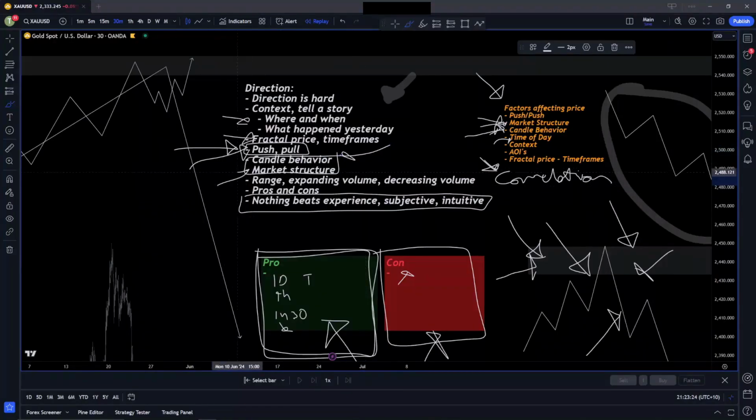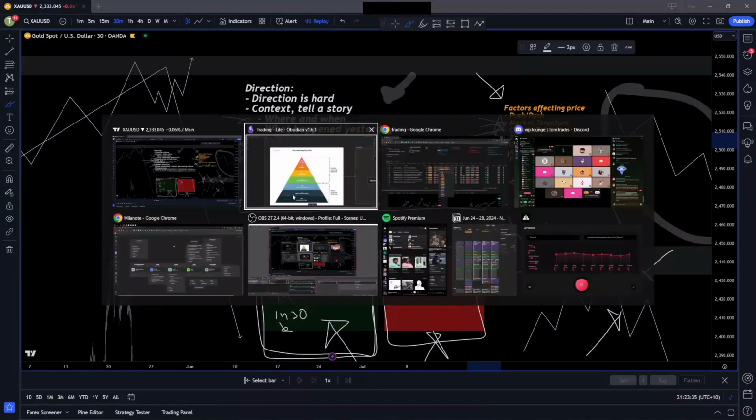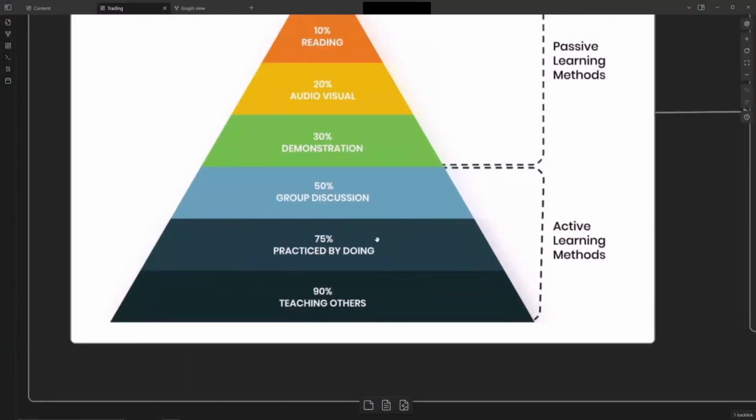Be more aware of market structure, all that sort of stuff. Time of day, tracking that time of day. Maybe being more aware of that larger time frame structure. And then you just try to put it into practice. It will be confusing, you will make mistakes, but the more you trade, the more you start to see little patterns in your own trading.